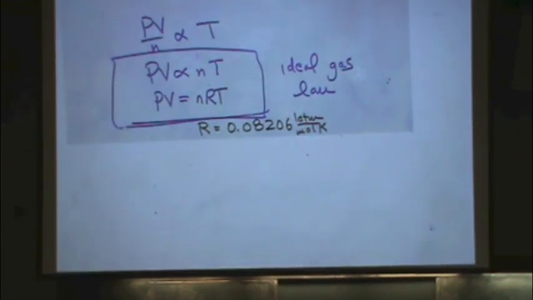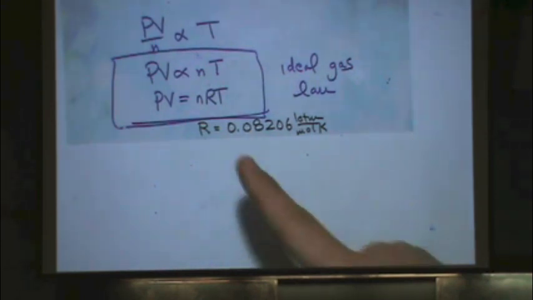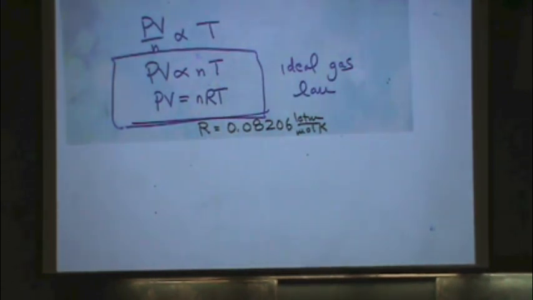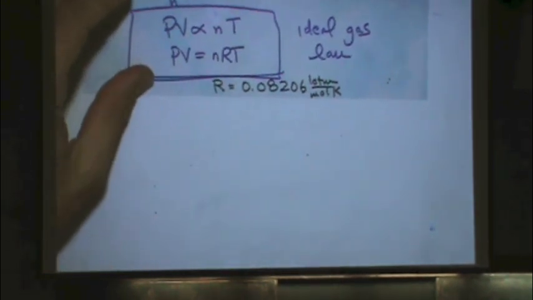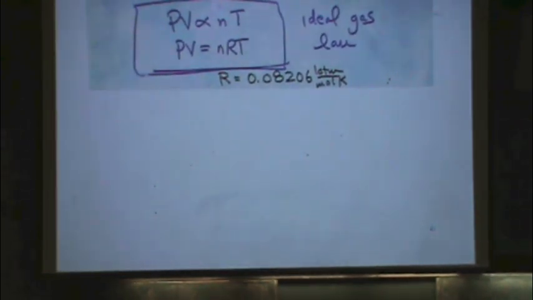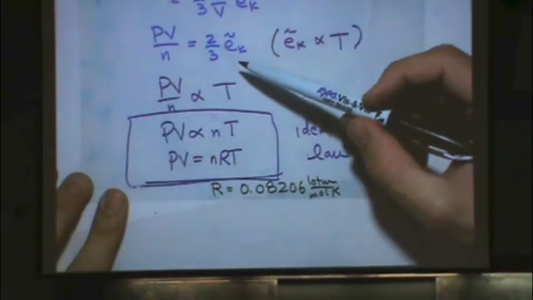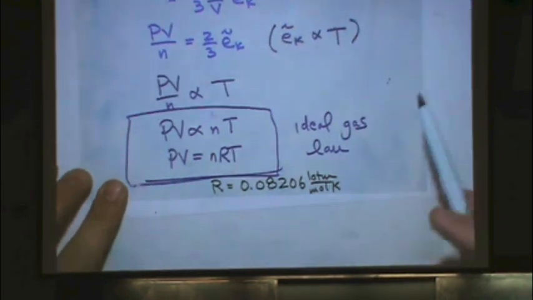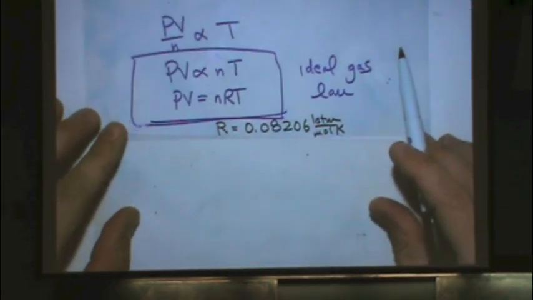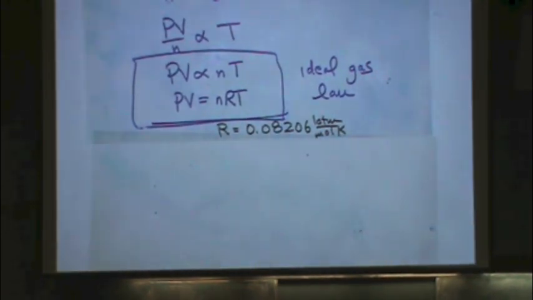But it's 0.08206 liters atmospheres per mole Kelvin. It can be in a number of different units. That is the most convenient unit for doing these types of calculations. There are other R's, of which you'll see one momentarily. Now what we're going to do, we're also going to mess around with this EK squiggly here. It did not drop away from our memory banks.